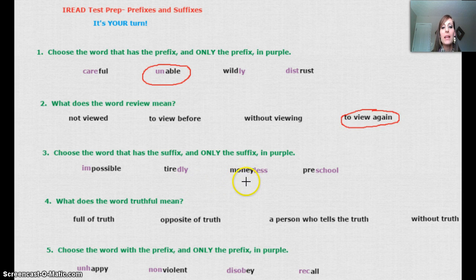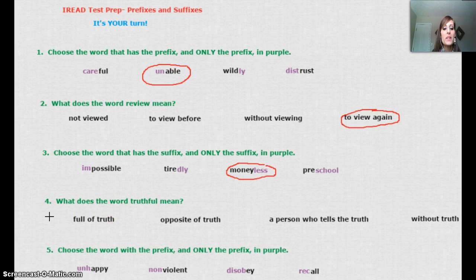Moneyless. Money is my root word. Less got added to the end of my root word. Less is a suffix that means without. That might be my choice, but let's double check our last one before I choose. Preschool. School is my root word, and that's the part in purple. That's not my suffix at all. My answer is moneyless. Did you get it? Give yourself a smiley and kiss your brain.